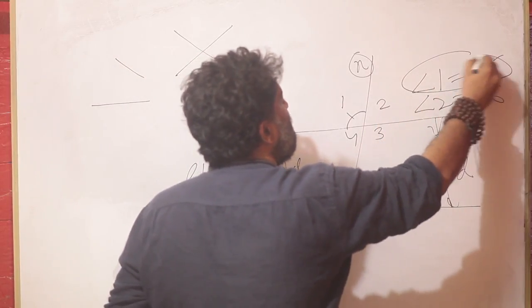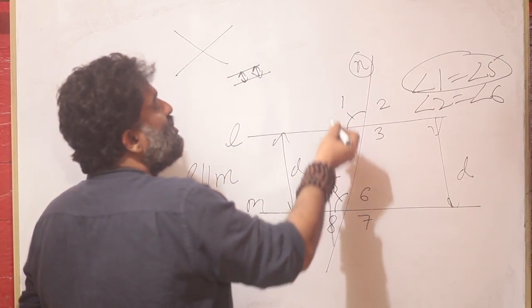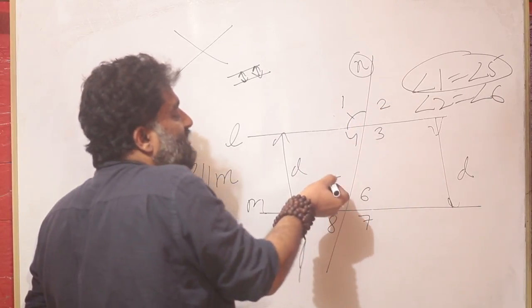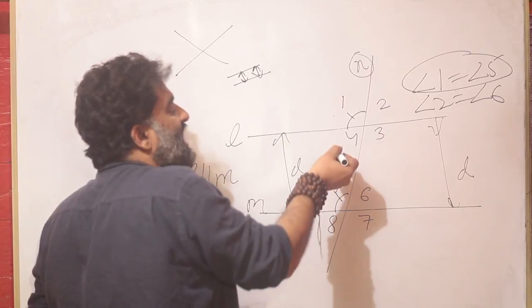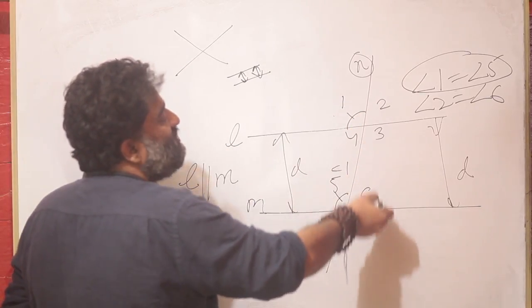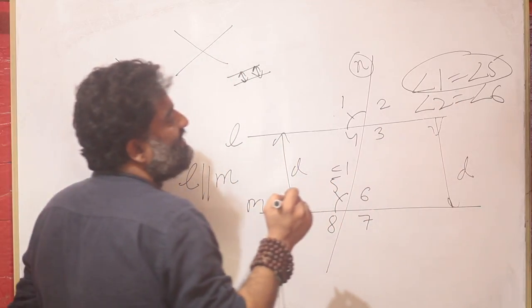Once you take that angle 1 is equal to angle 5, you know angle 1 plus angle 2 is going to be 180. You know this is equal to angle 1 only. Angle 1 plus angle 6 is also going to be 180. And using that equation also you can say angle 2 is equal to angle 6.